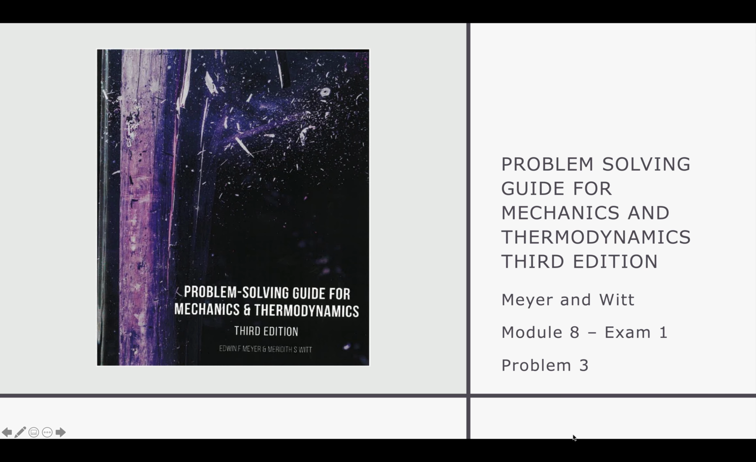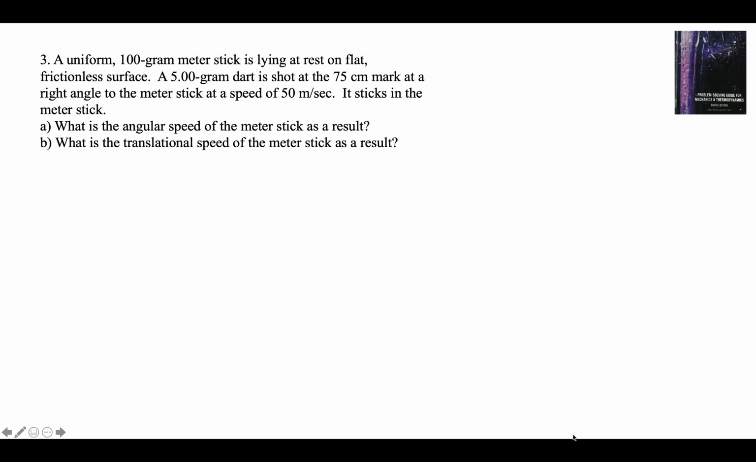This is a walkthrough of Problem 3 on Practice Exam 1 of Module 8 in the book Problem Solving Guide for Mechanics and Thermodynamics. We have a uniform 100-gram meter stick lying at rest on a flat, frictionless surface. A 5-gram dart is shot at the 75 centimeter mark, at a right angle to the meter stick at 50 meters per second, and it sticks into the meter stick. What is the angular speed of the meter stick after the dart hits it?